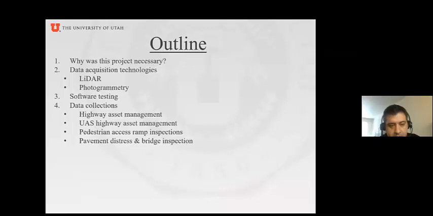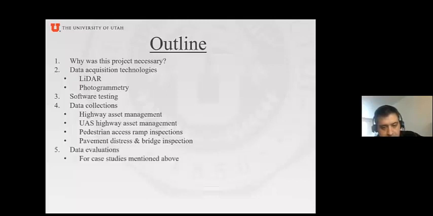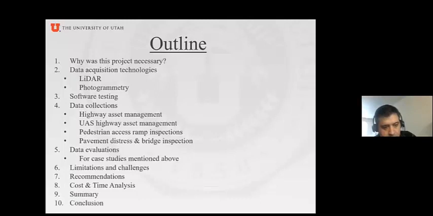whether it's mobile highway asset management, UAS highway asset management, pedestrian access ramp inspections, and then we also did some supplementary case studies of pavement distress and bridge inspections. We'll talk about some data evaluations for the case studies mentioned above. So what did we get out of the data that we collected? Some limitations and challenges that we ran into, some recommendations for carrying on with this type of research and technologies, a bit of a cost-time analysis between the technologies, a summary, conclusion, and then our acknowledgements.